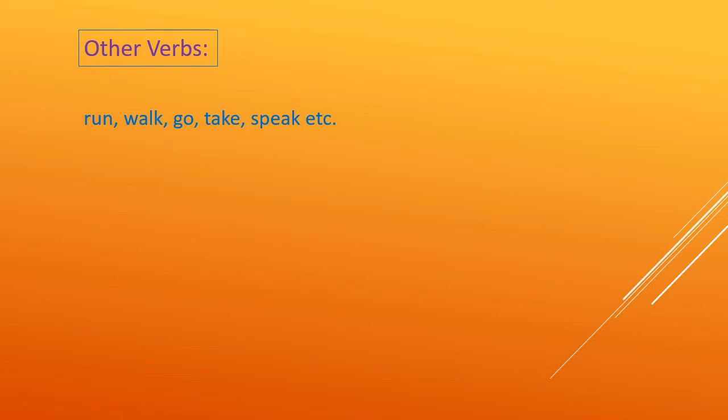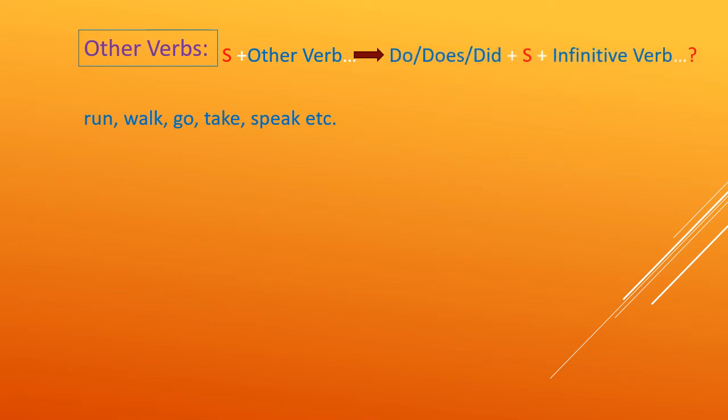Okay, how do we make it into a question? So S means subject and the other verb, okay? No auxiliary verbs, but other verbs. Then, okay, we need do, does, or did. Okay, these are the helping verbs for questions. And then subject, then infinitive. Okay, do and does are for present tense, and did is for the past tense.